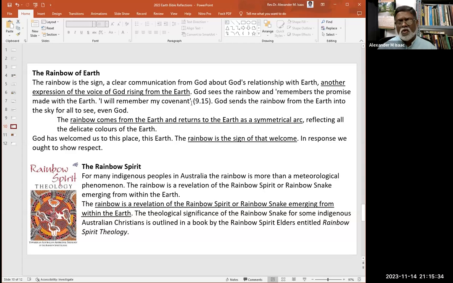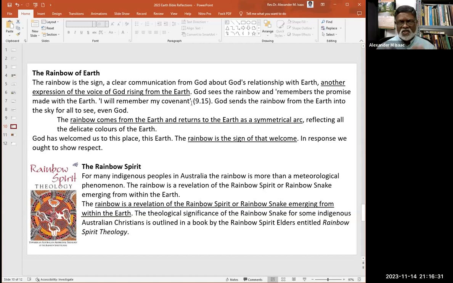See, the rainbow arises from the earth like a bow, inverted. Just as the land emerged from the waters, here also this covenant sign of the rainbow appears from the earth below, covering the whole atmosphere or horizon. And God sees this rainbow and remembers the promise made with earth. I will remember my covenant. God sends the rainbow from the earth to the sky for all to see. Even God is reminded when God sees the rainbow, never to destroy the earth again. That's the covenant God made with earth and human beings.